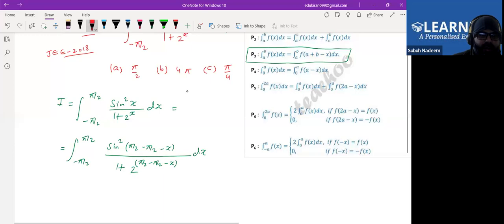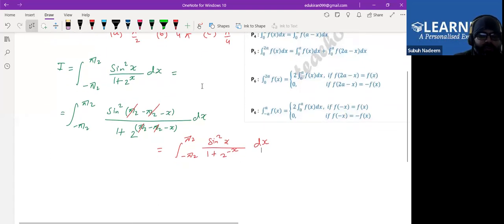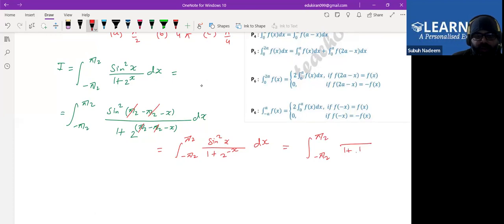So this basically pi by 2 will get cancelled. So this will become integral from minus pi by 2 to pi by 2 of sine square x, because minus will come outside, but since it is a square, it will become plus, by 1 plus 2 to the power minus x dx. This is how we write it. And 2 to the power minus x is actually 1 by 2 to the power x. And this is sine square x dx.